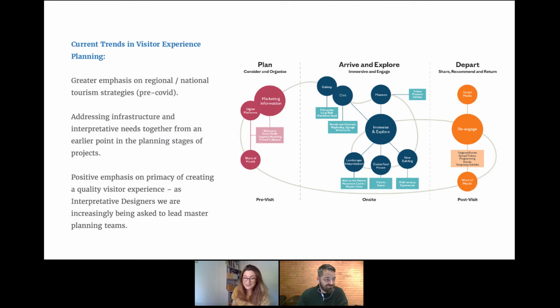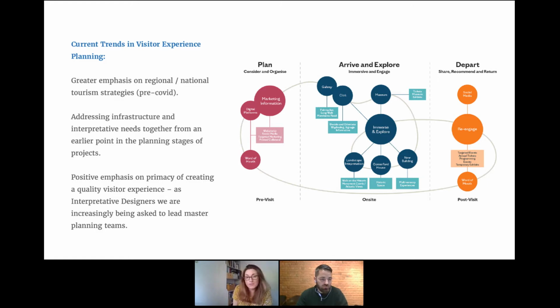Sorry, I have missed a slide out already. So I just want to start by giving a quick overview to some of the current trends that we have witnessed in visitor experience planning, which really has informed our session today.